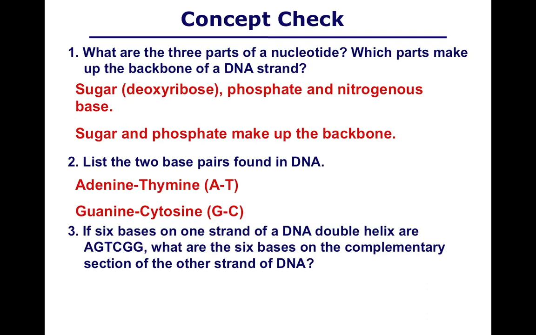All right, and then the third question: if 6 bases on one strand of DNA double helix are AGT, CGG, what are the 6 bases on the complementary section of the other strand of DNA? So you might be like, what? But you know the answer because it's just the base pairs. So what pairs with the A? T. What pairs with the G? C. Right? So you can write it out. You can actually answer the code. What's on the other side is the DNA. And the answer is TCAGCC. So you can write those right next to each other and you'll see that they pair up. So that's how they lock together.